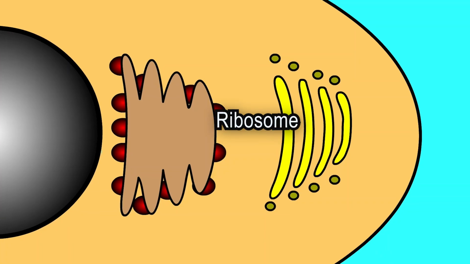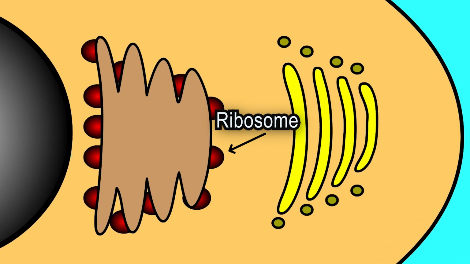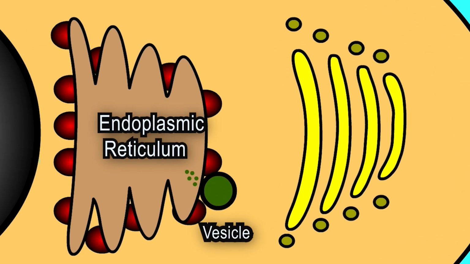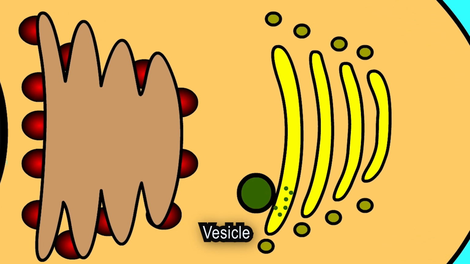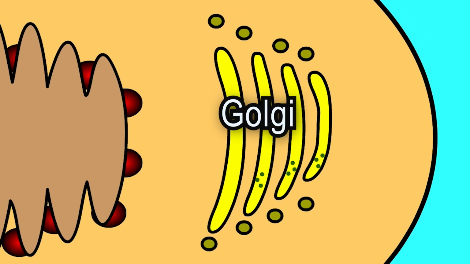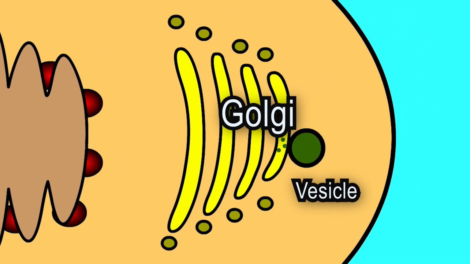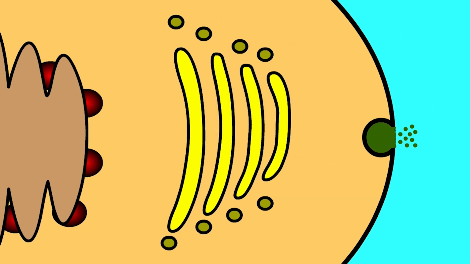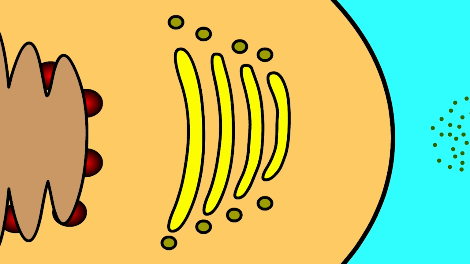Sometimes materials like protein have to leave the cell to be used in another part of the body. This is the job of the Golgi apparatus. The Golgi. The ribosomes manufacture the protein. They hand it off to the endoplasmic reticulum. The endoplasmic reticulum transports it over to the Golgi apparatus. The Golgi apparatus packages it up and ships it out of the cell. Same-day delivery.